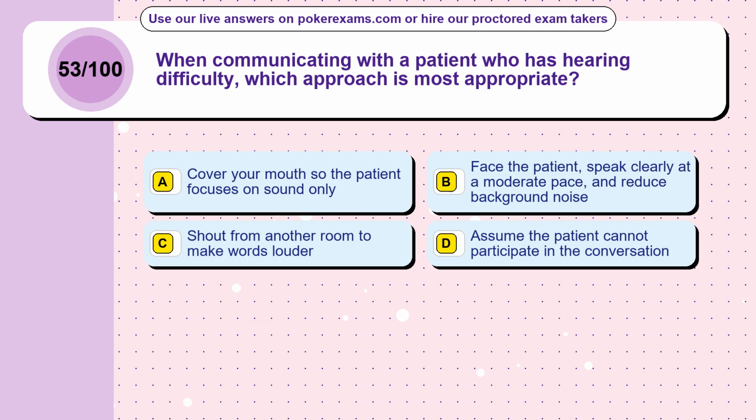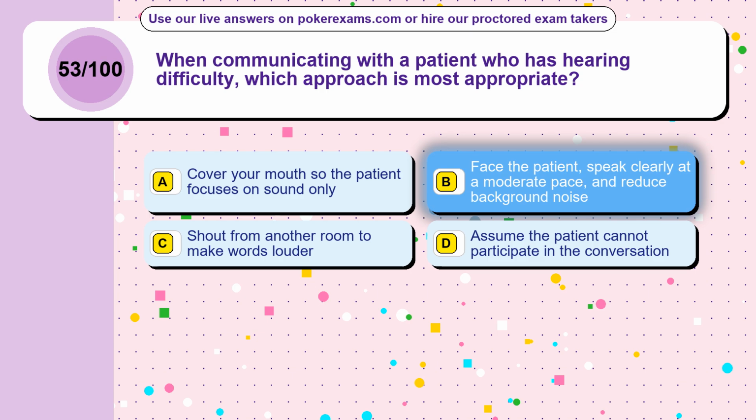Question 53. When communicating with a patient who has hearing difficulty, which approach is most appropriate? Option A. Cover your mouth so the patient focuses on sound only. Option B. Face the patient, speak clearly at a moderate pace, and reduce background noise. Option C. Shout from another room to make words louder. Option D. Assume the patient cannot participate in the conversation.